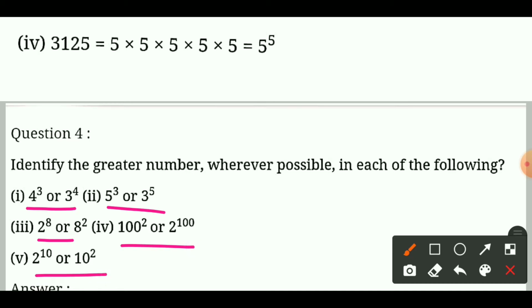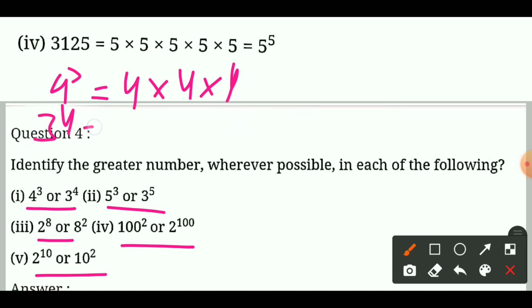Here we need to compare which one is greater and which one is smaller. So you can easily do it with this method. 4 raised to power 3 means 4 into 4 into 4, and 3 raised to power 4 means 3 into 3 into 3 into 3.